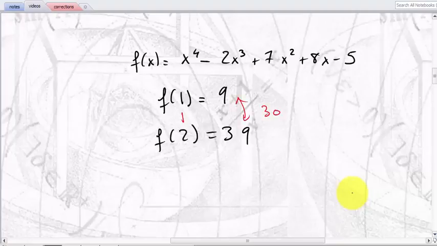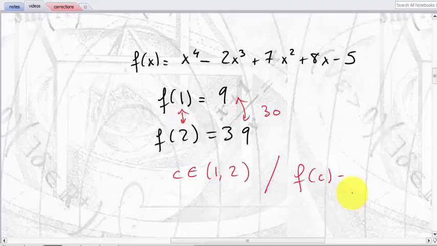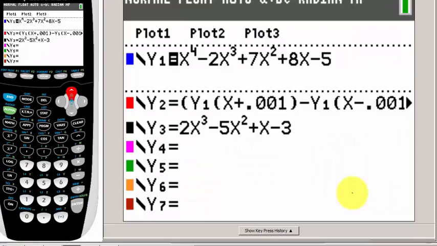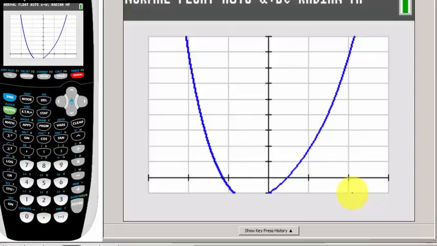I know I can find a c between 1 and 2. There is a c between 1 and 2 such that f of c is equal to 30. Let's check it out with the calculator. I've already plugged the function into y1. Look at the graph of this function in the right window. My tick marks on the y-axis are going by 5, so this is 10 right here, 20, and 30. Let me do a trace.